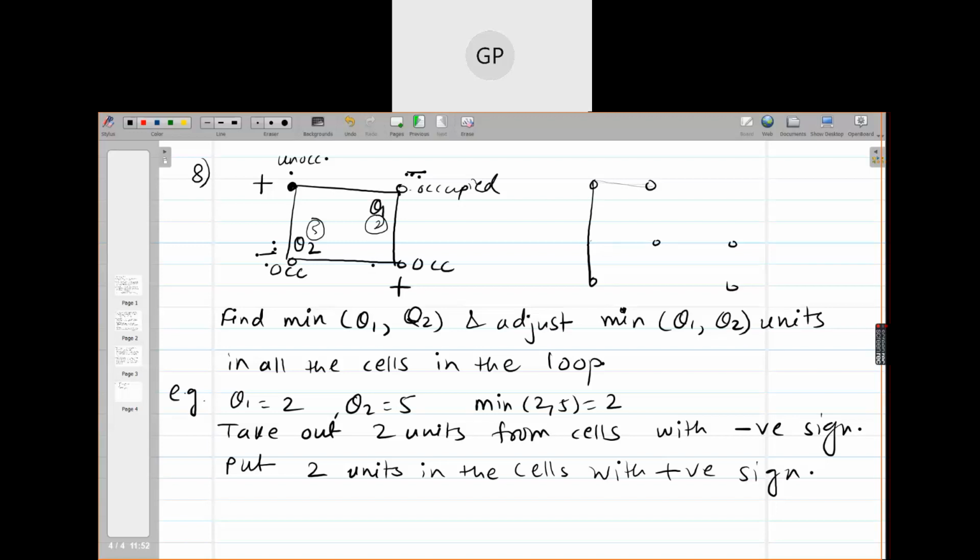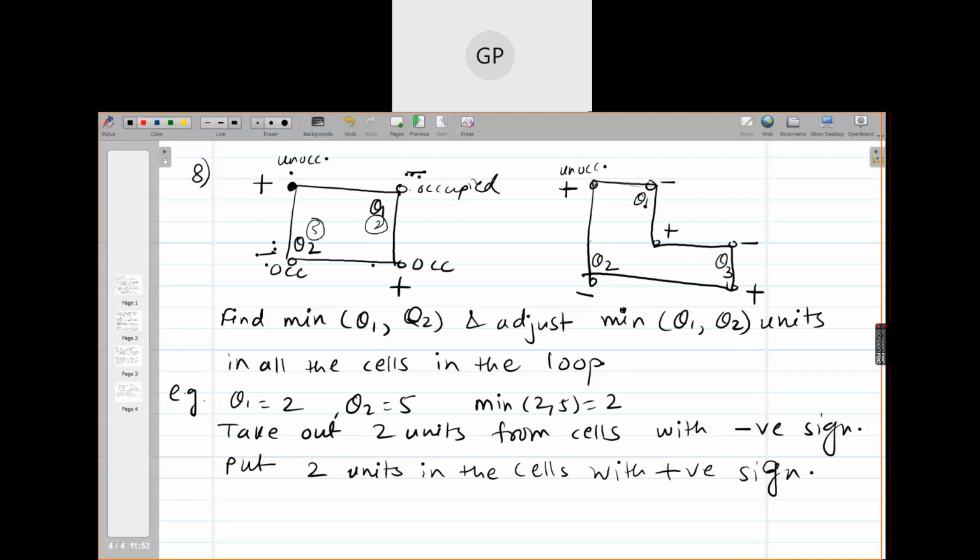Sorry. Suppose you have a loop of this type. This is an unoccupied cell, suppose. So it has positive sign, minus, positive, minus, plus, minus. So how many negative signed cells are there? 3. And suppose there are 3 different numbers placed, theta 1, theta 2, theta 3. So you will find out the minimum of all these 3 numbers, and adjust those many units accordingly. Is that okay?